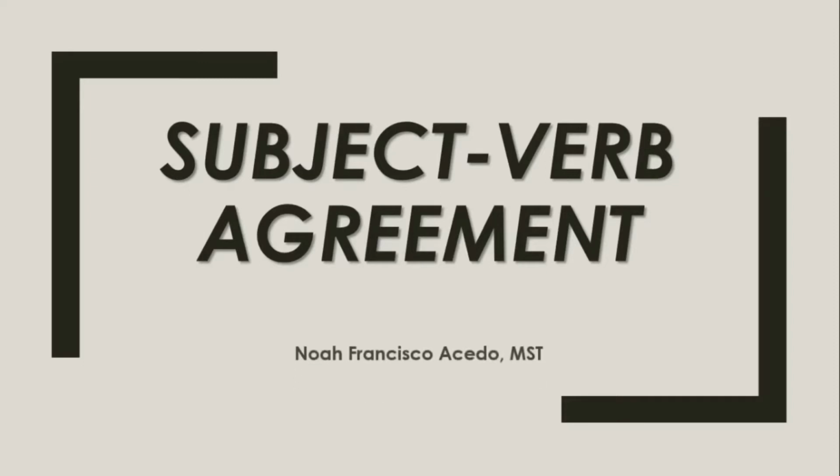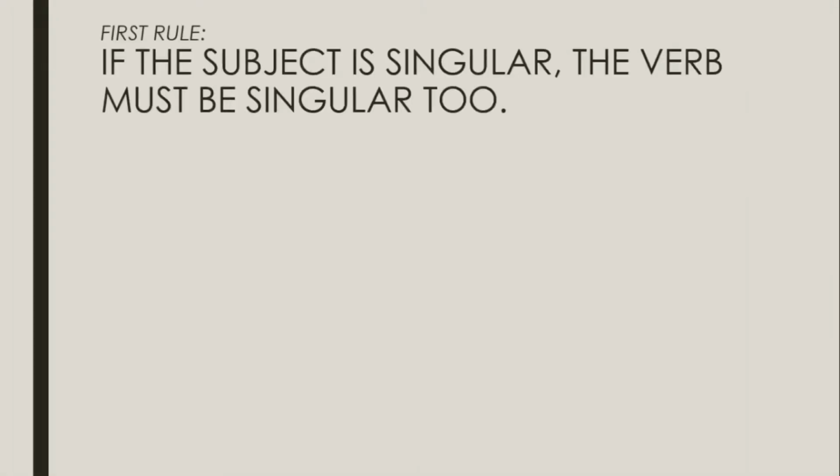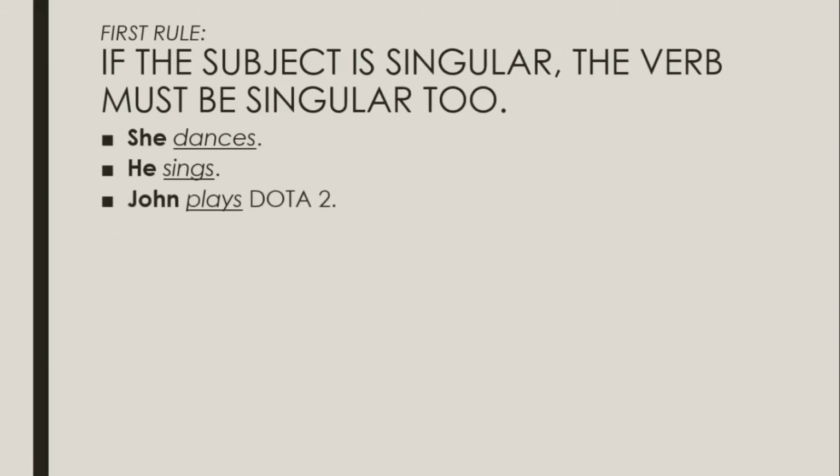So let us try to check how it really looks if we are going to talk about the specific rules in subject-verb agreement. Let us begin with the first rule. If the subject is singular, the verb must be singular too. For example, she dances, he sings, John plays Dota 2, and Maria goes shopping.